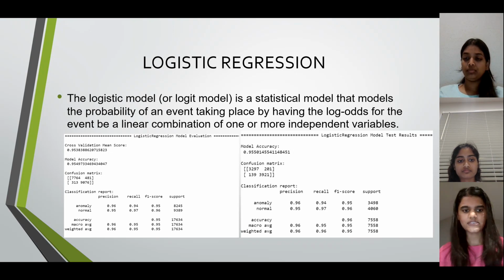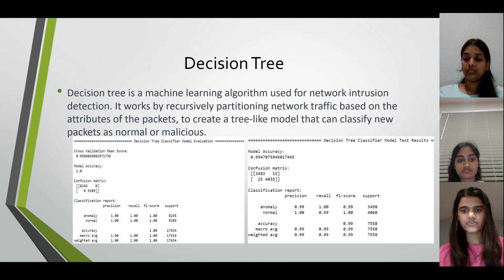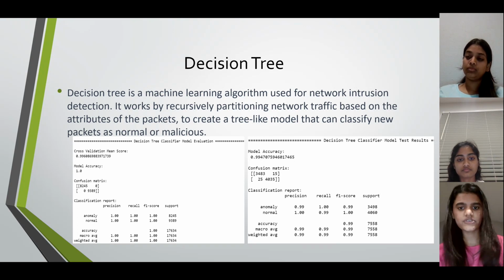And next we have used is decision tree. A decision tree is the most popular machine learning algorithm used for network intrusion detection. It works by recursively partitioning network traffic based on the values of its attributes to create a tree-like model that can classify new packets as normal or malicious. The tree is built by selecting the attribute that provides the most information gain at each split.